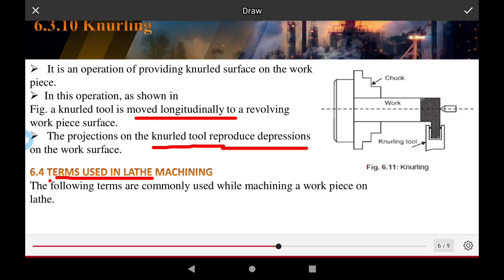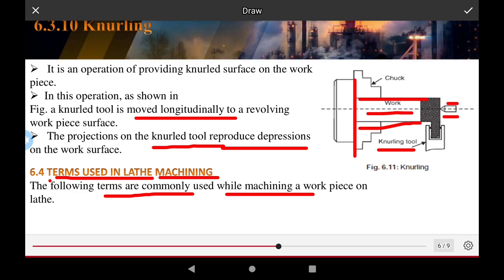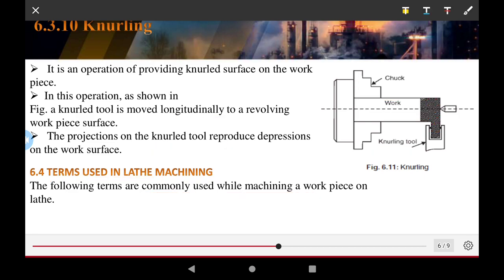Terms used for lathe machining. The following terms are commonly used while machining a workpiece on the lathe. This is the chuck of the machine, and this is the workpiece being held. Knurling is done with the tool on the workpiece, making a special design pattern on the surface of the workpiece.